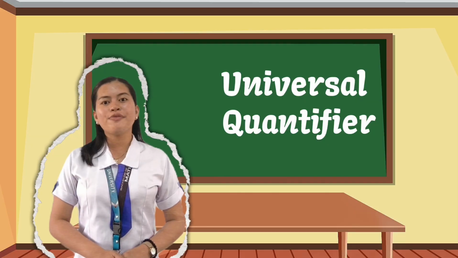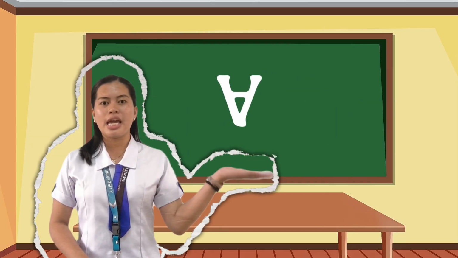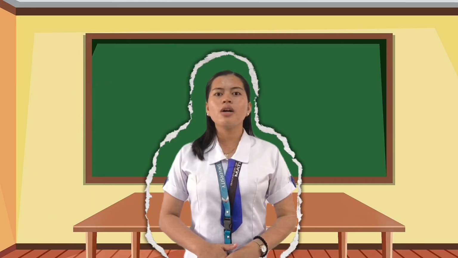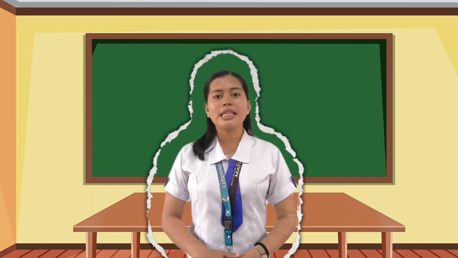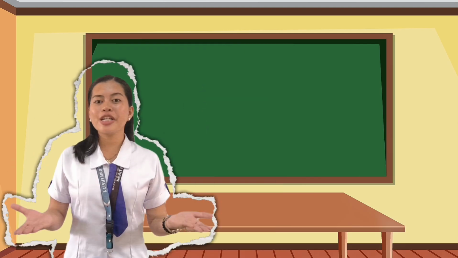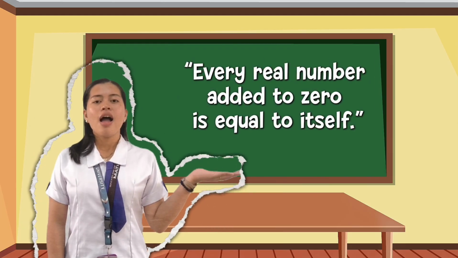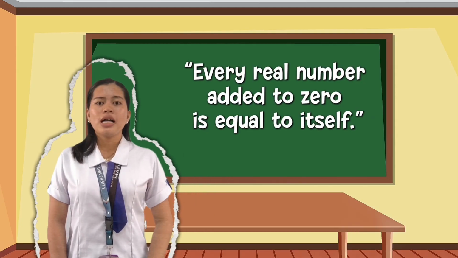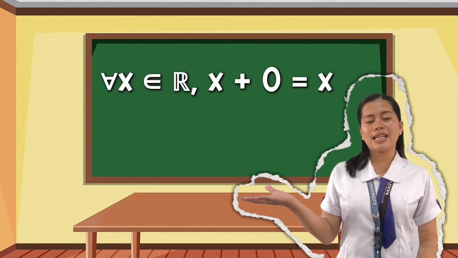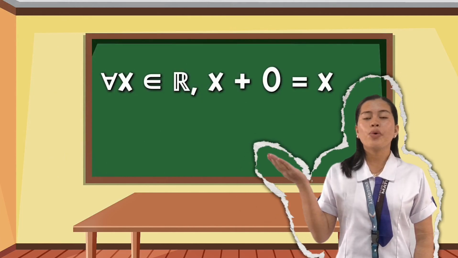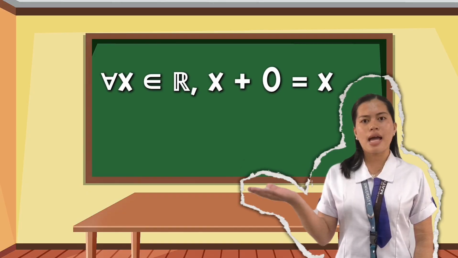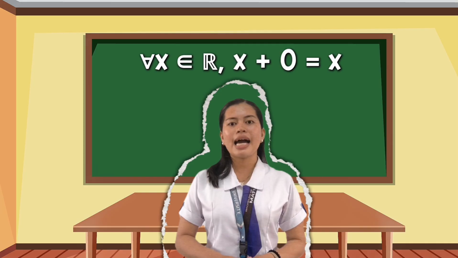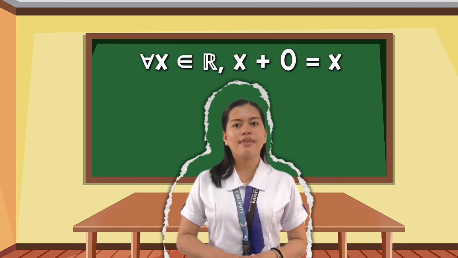The universal quantifier uses the symbol of the inverted A, which means for all or for every. It states that a condition is true for all elements in a given set. So, our first example, here is the statement: every real number added to 0 is equal to itself. Symbolically, it is for all x an element of the real numbers, x plus 0 is equal to x. This means that for every real number x, adding 0 does not change its value.